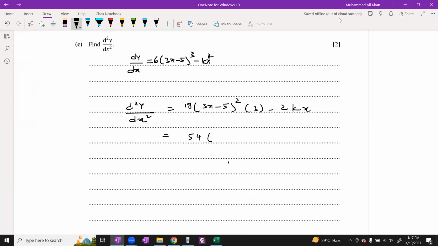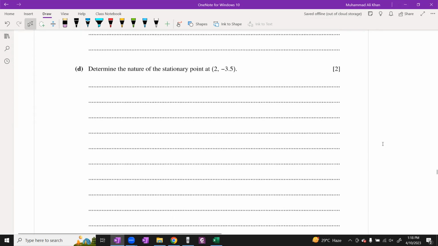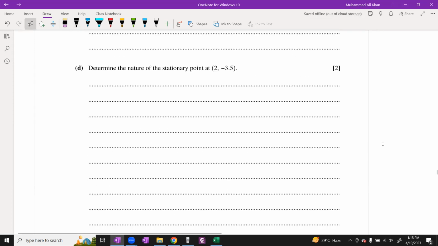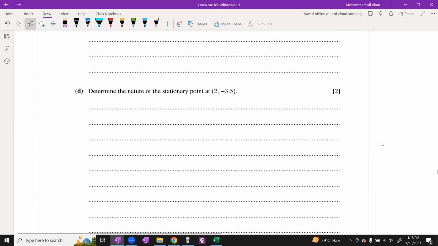So it will be 54(3x - 5)² - 2kx. This is the result for the second last part. Let's move ahead. Sorry, second last part. The last part: determine the nature of the decision point at 2 and -3.5.